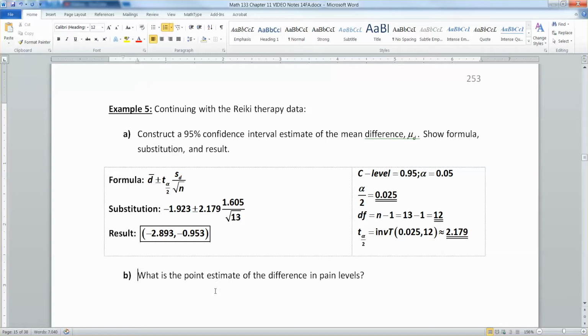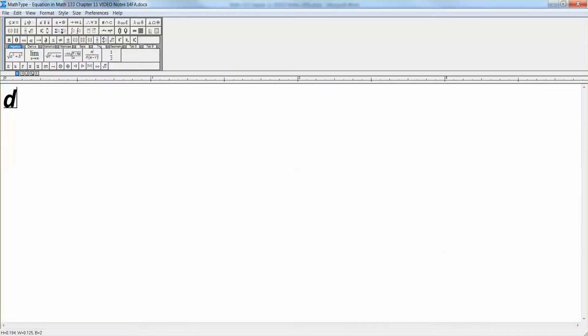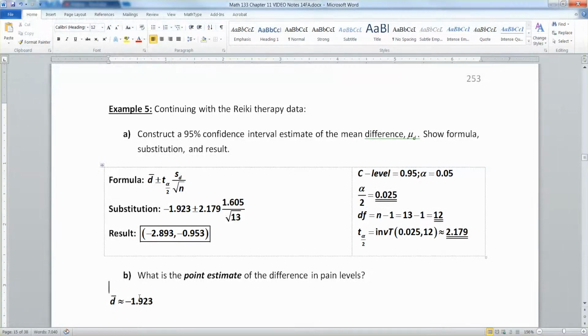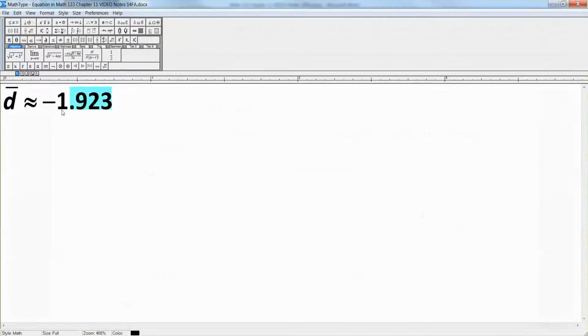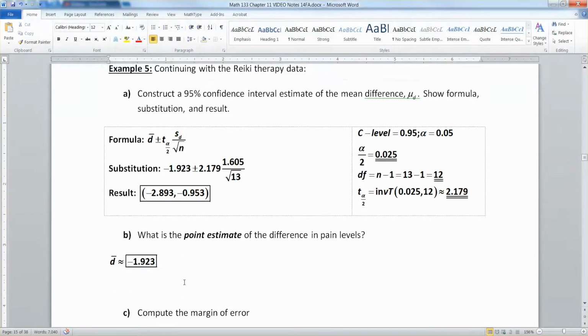All right, now what is the point estimate? Well, the point estimate is the center of your interval, which in this case would be D bar. So D bar is our point estimate, which in this case would be negative 1.923, more or less. It's found by taking the D bar right from the data set, or if you had the interval already done, you could add up the lower limit plus the upper limit, divide by 2.